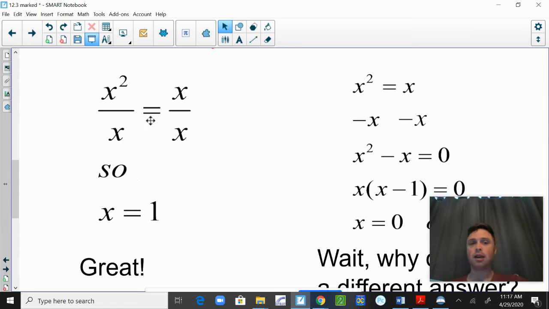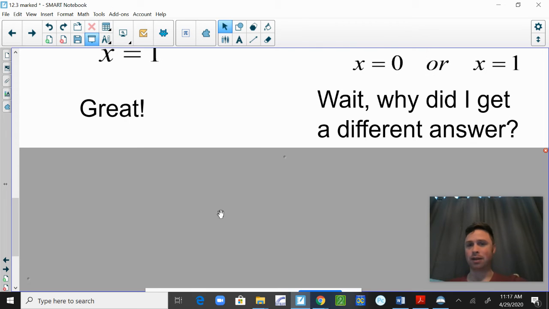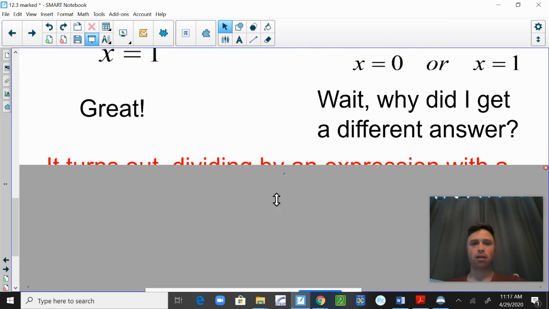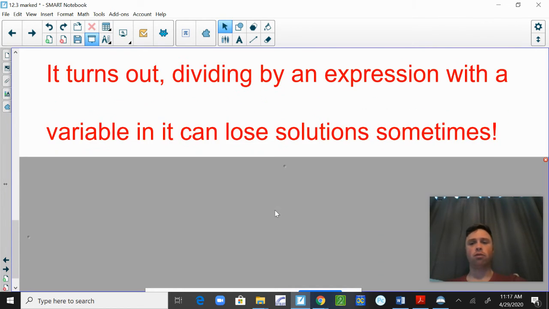Well, the reason is because if x equals 0 is a solution, what did I do on this first step here? I divided by 0. So that's not allowed. And when that sort of thing happens, if you're canceling out a variable like that, you can lose solutions. So you have to be really careful when you're dealing with some of these equations. You don't want to lose solutions.